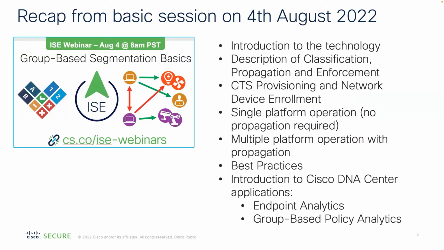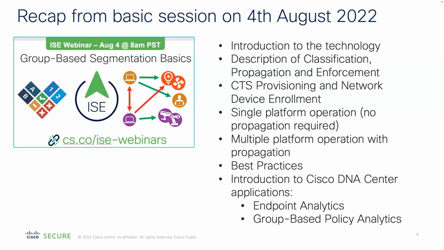So I did cover an introduction to the technology in this basic session and a description of what we call the 3 pillars for the technology. So that's classification, propagation, and enforcement. I'm going to go into more details in that. And what CTS provisioning and network device enrollment means. This is really required for enforcement because you don't need that if you're just going to be classifying and propagating. But this is where you download a protected access credential and download the environment data for use in enforcement. I'm going to go into more details on that today.